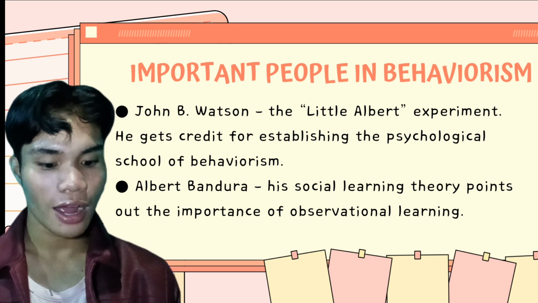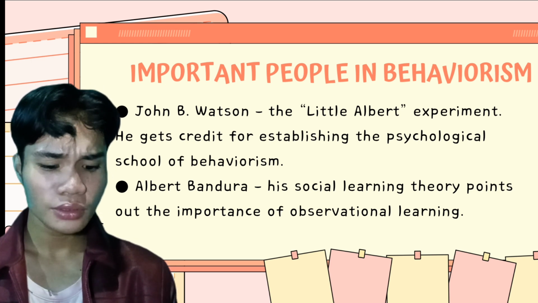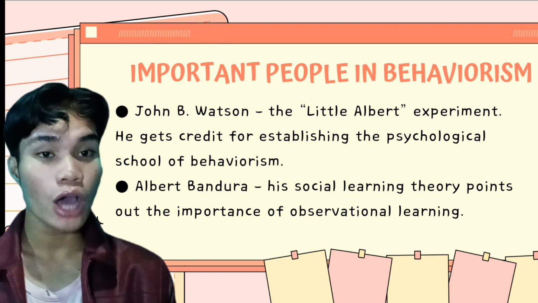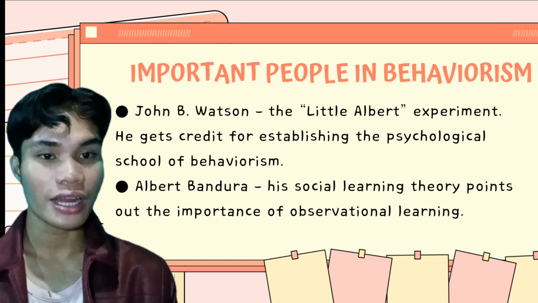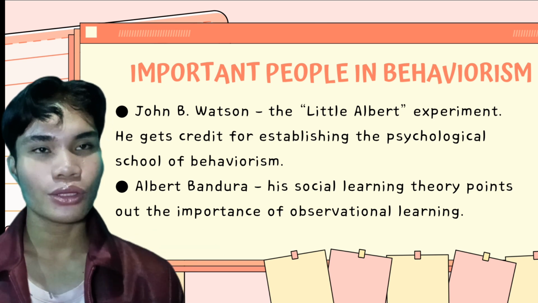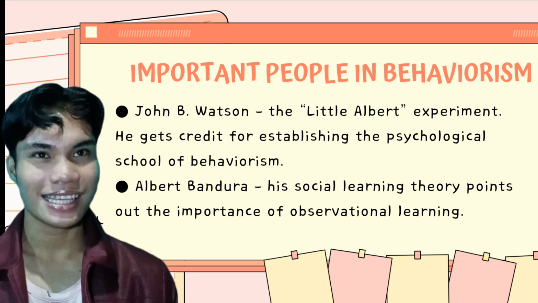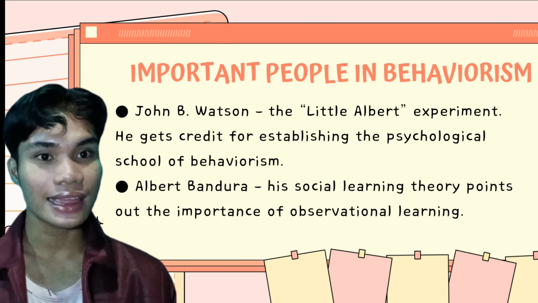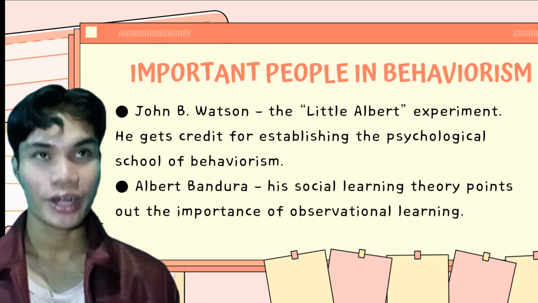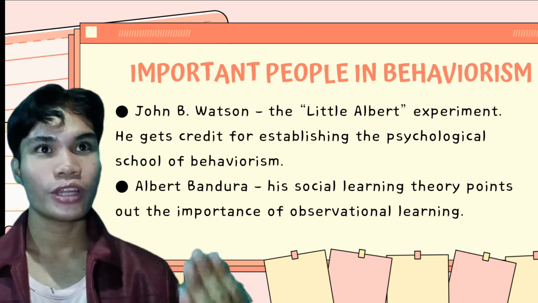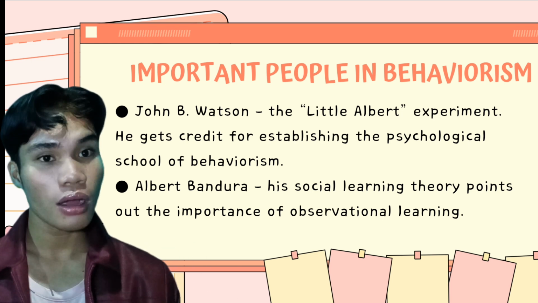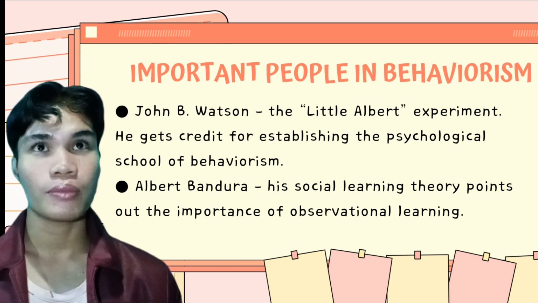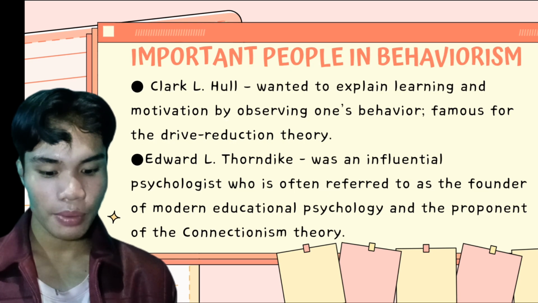So next in line we have Albert L. Bandura. His social learning theory points out the importance of observational learning. Bandura's social learning theory emphasizes observational learning. This means we learn by watching others and imitating others' behavior. This contrasts with purely behavioral approaches that focus solely on direct reinforcement and punishment. So that's Albert Bandura.